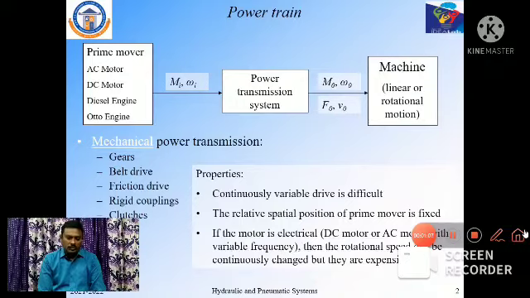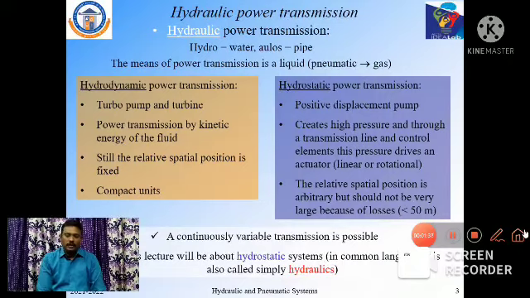Regarding the properties of these systems, a continuously variable drive is difficult, and the relative spatial position of the prime mover is fixed. If the motor is an electrical drive system, with DC and AC motors using variable frequency, then the rotational speed can be continuously changed, but they are expensive. So we go for the hydraulic power transmission system.